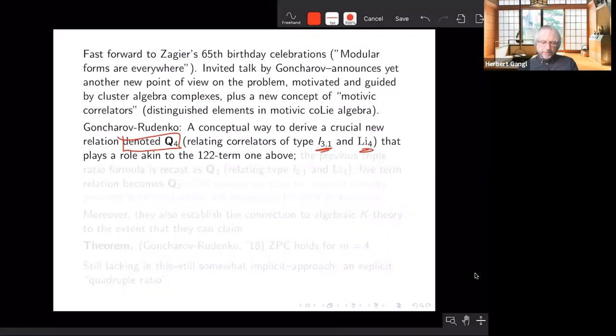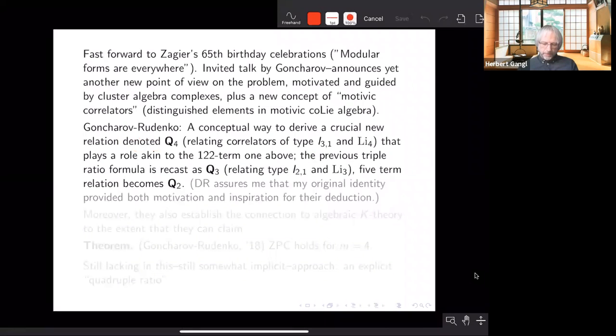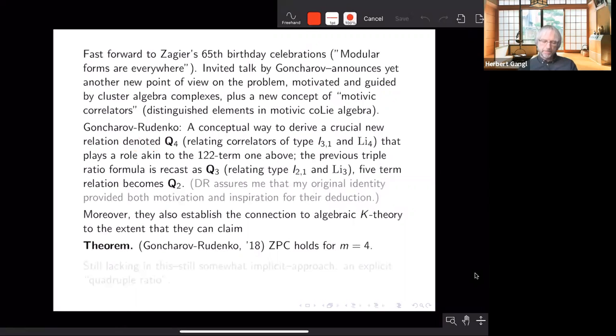And this plays a role that is almost more central than the 122-term relation. In principle, they could probably derive this 122-term relation, but they never needed to. So let me skip those. And they established the connection to algebraic K-theory so that they can now claim, that was in 2018, that Zagier's conjecture holds for m equals 4.